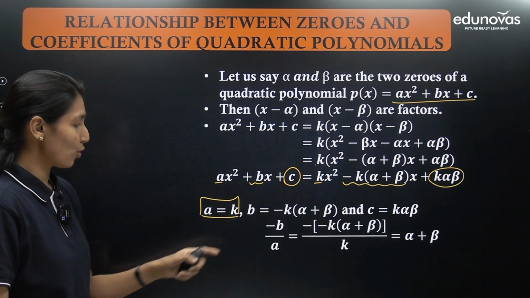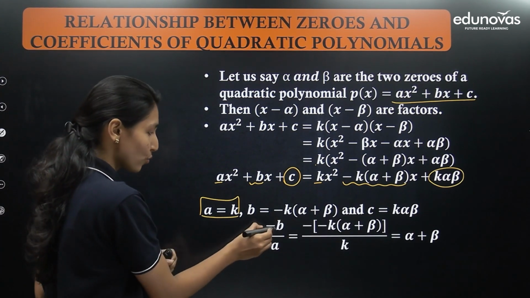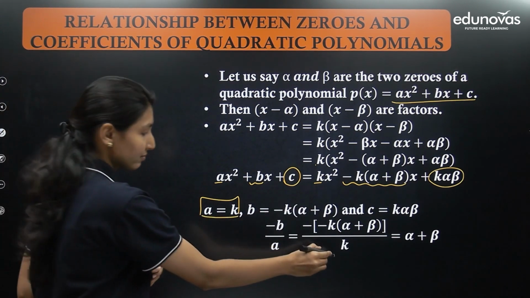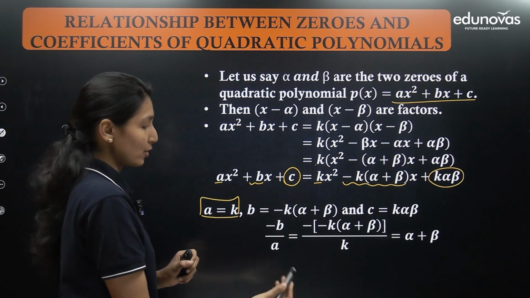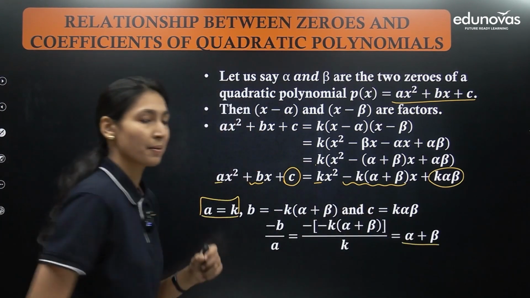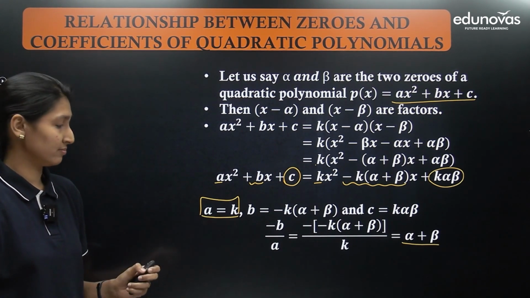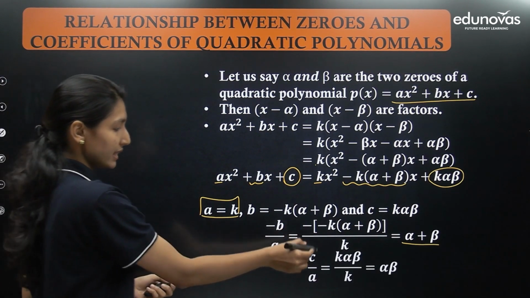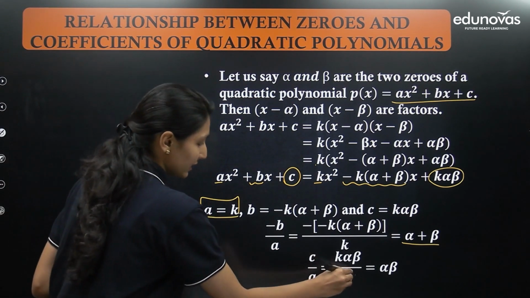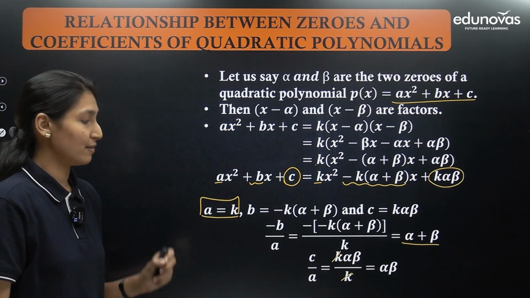Now consider the ratio of minus b and a, minus b by a. So minus of what is b? Minus k into alpha plus beta, and what is a? It is k. Now minus into minus is plus, and on cancelling k we get minus b by a as alpha plus beta. Consider the ratio of c and a. What is c? It is k alpha beta, and what is a? It is k. On cancelling k we get c by a as alpha into beta.